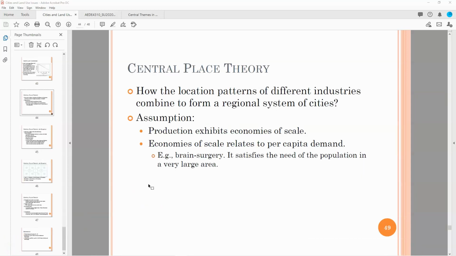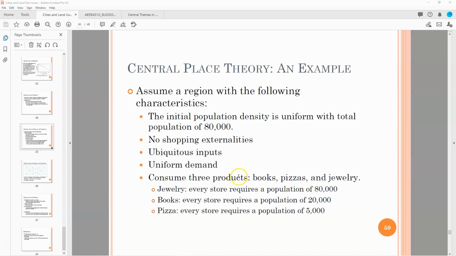And the last theory we will cover in this video is central place theory. It explains how the location patterns of different industries combine to form a regional system of cities. And there are 2 assumptions behind this theory. The first one is that production exhibits economies of scale, and the second one is that economies of scale relate to per capita demand. For example, a brewery satisfies the needs of a population in a very large area.